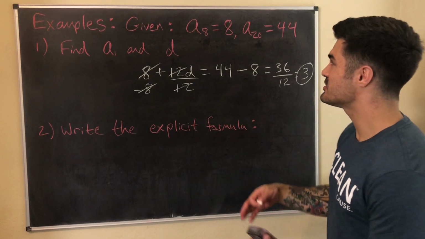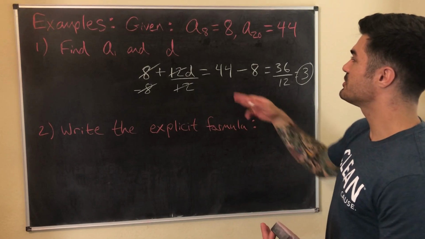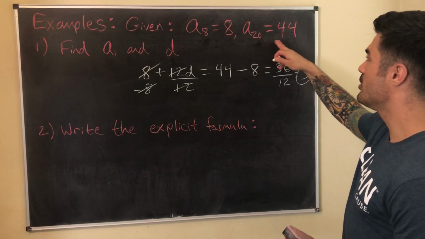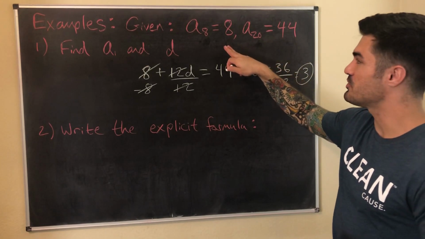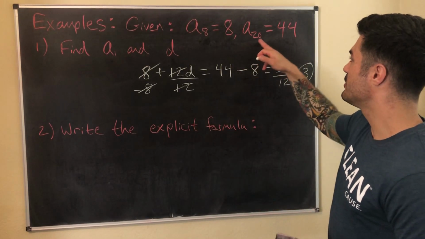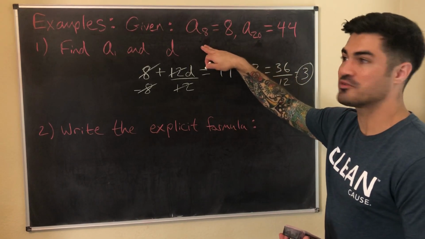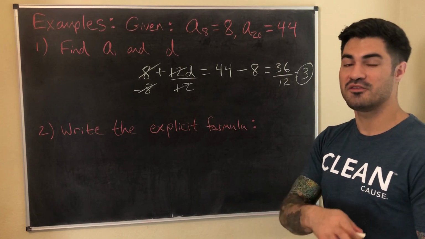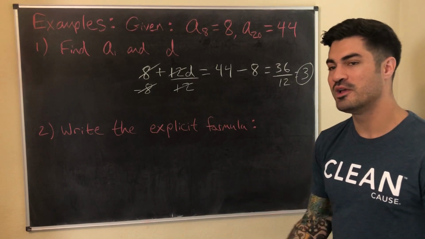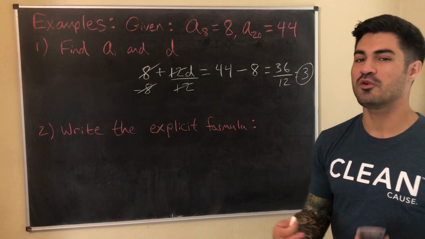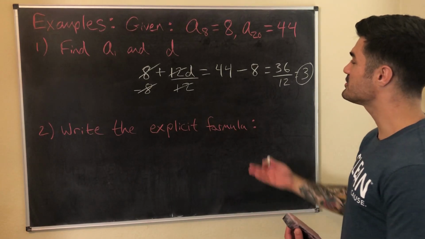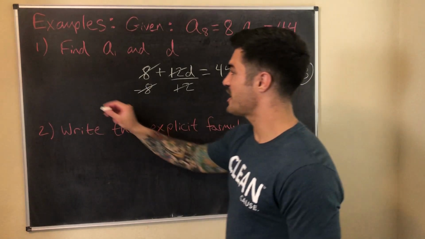We can think about this as, well, what is the total difference from the 8th term to the 20th term? Well, that's 44 minus 8. So 36 is the total difference from the 8th term to the 20th term. But that difference is happening over the course of 12 terms. So I need to divide that total difference by 12, and I get 3. So two different ways of thinking about it. Either way works. But our common difference is, in fact, 3.